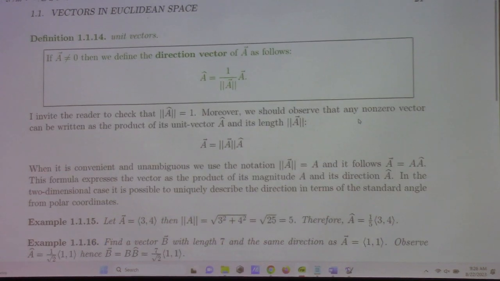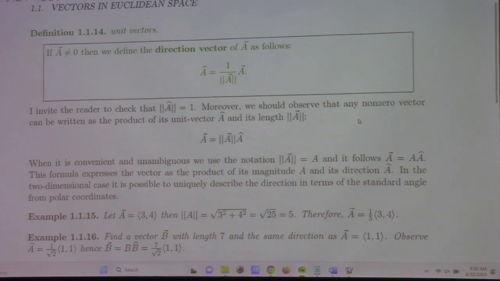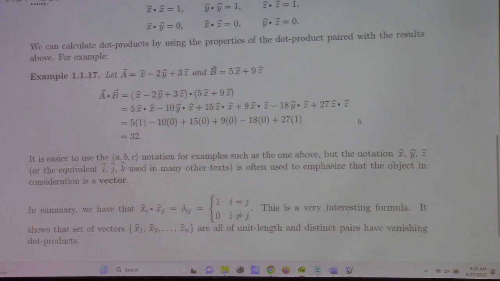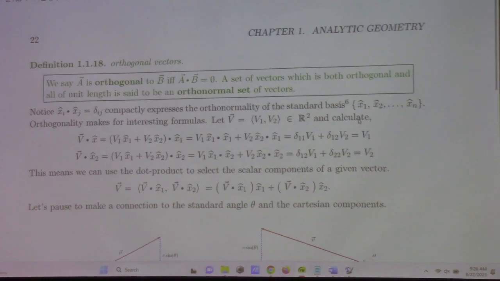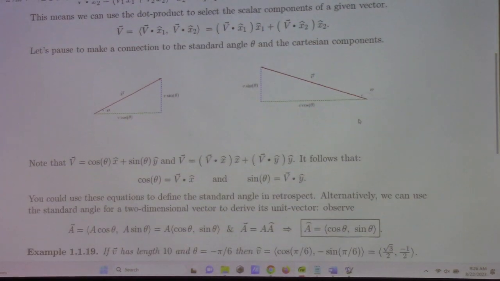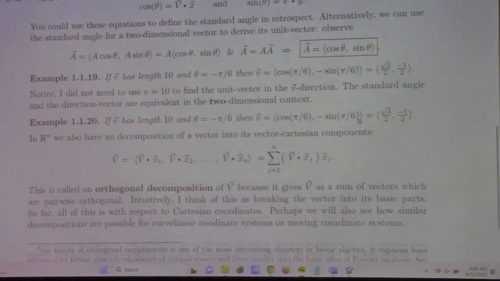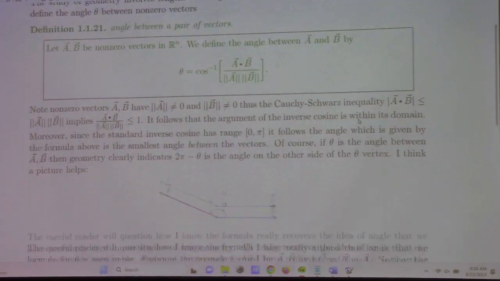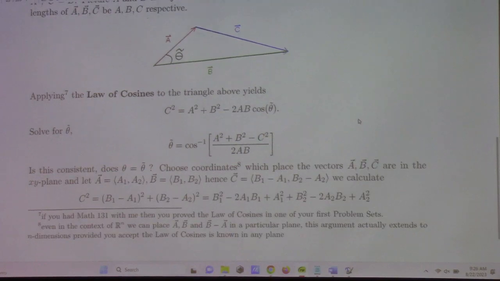Here's the definition of a unit vector. We talked about that before. Let's see here. So that's what I started class with. The other thing I just wanted to show you a picture of.